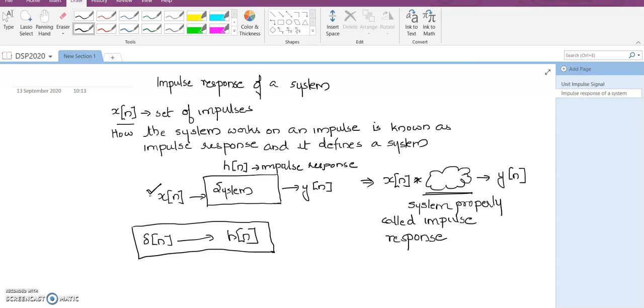So we just looked into the concepts of the unit impulse signal. Then we looked into discrete time signal as a sum of impulses, and then we looked into impulse response of a system.